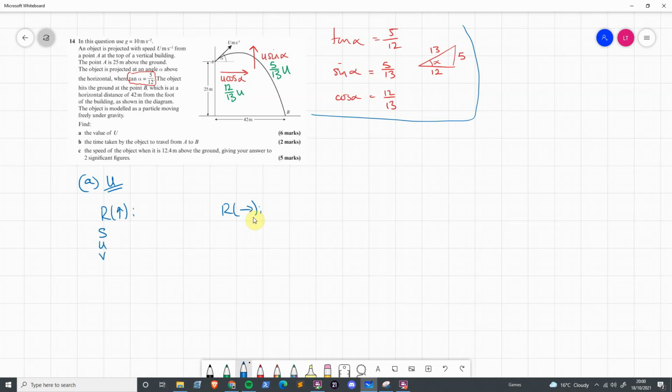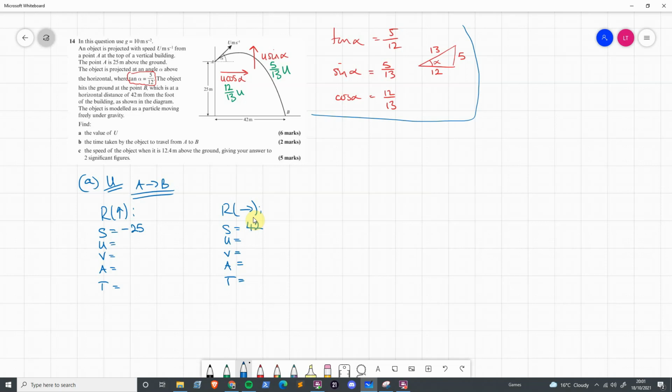If you're unsure what to do, just start doing suvats for vertical and horizontal, and then it will make the picture a little bit clearer about what you might do. So I'm going to do this for it hitting the ground. So this is for A to B, so that will be my values for displacement, etc. So when it goes from A to when it hits the ground, my displacement is 25 down, so that's going to be minus 25. And for the one across, my displacement is going to be 42 meters across, so positive 42.